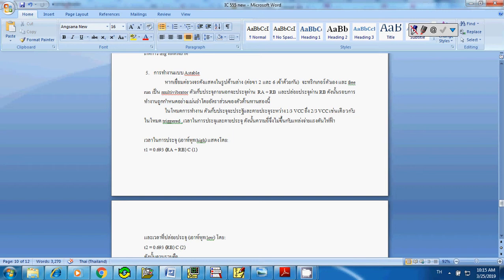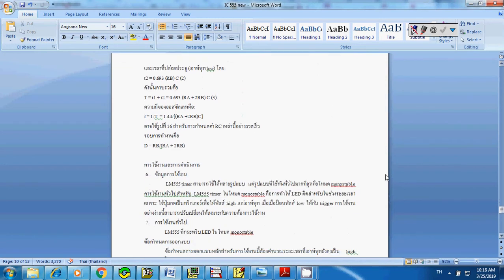The capacitor will charge and discharge between the voltages of 1/3 VCC and 2/3 VCC of the supply voltage, as well as in the monostable trigger mode. So the frequency does not depend on the supply voltage. Here is the charging time, or the time when the output is high, T1, equal to 0.693 multiplied by RA plus RB, which is the total resistance, and then multiplied by C, the capacitance. And the discharge time, when the output is low, T2, equal to 0.693 RB multiplied by C.